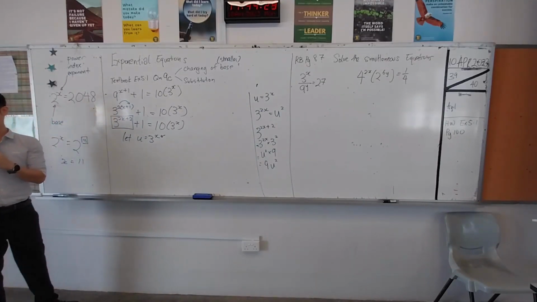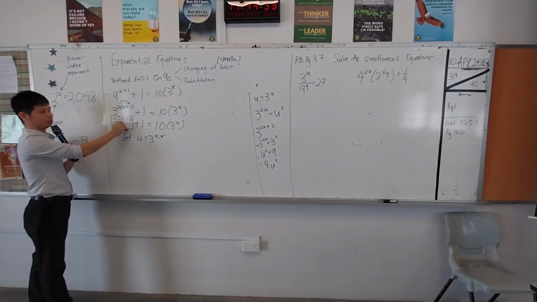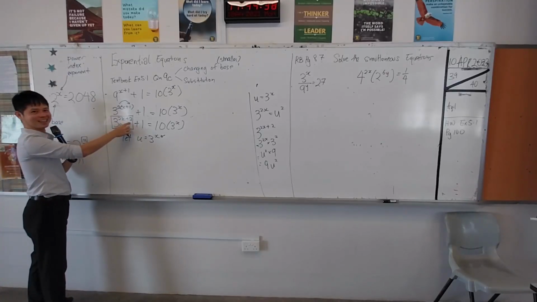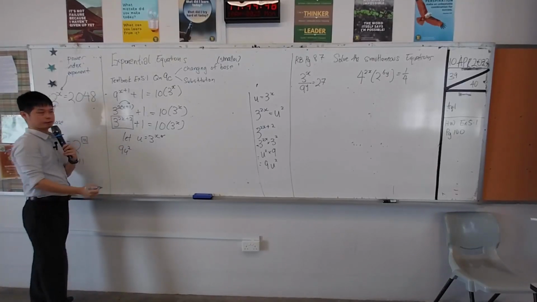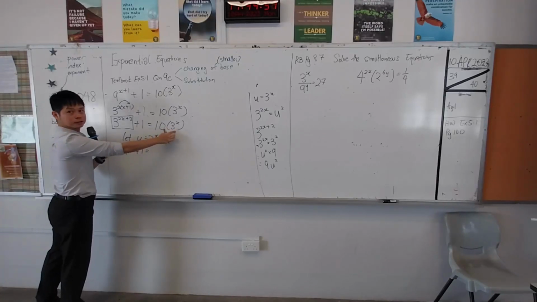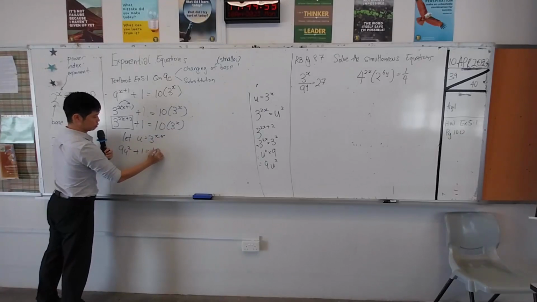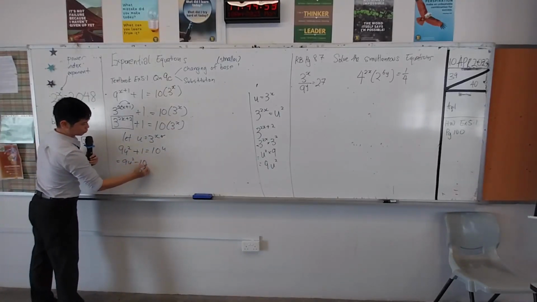Once you have done your homework and you're used to it, straight away your eyes can see this: 9u squared. 9 times u squared. So I will be able to tell it's 9u squared, plus 1 equals 10. This is very obvious, right? 3 power x is u, so it's 10u. And then we will get the quadratic equation.